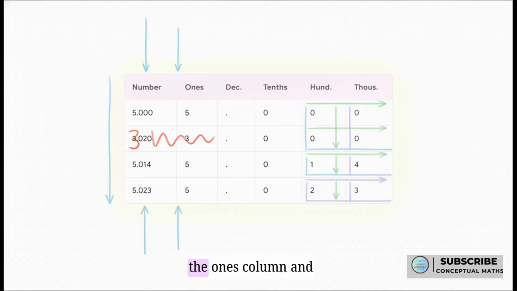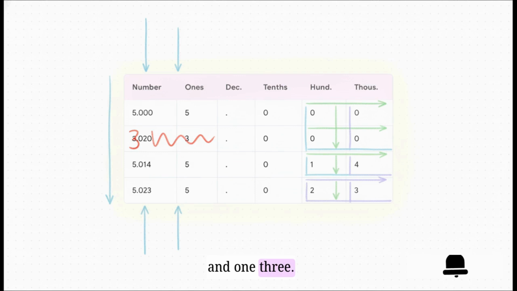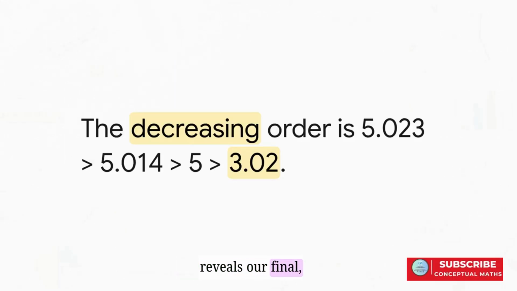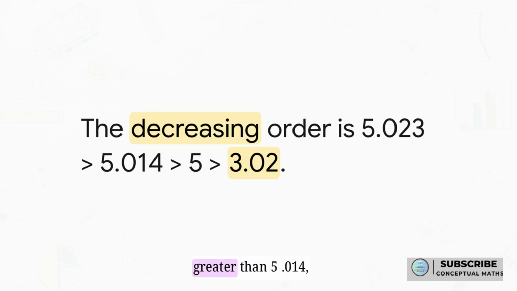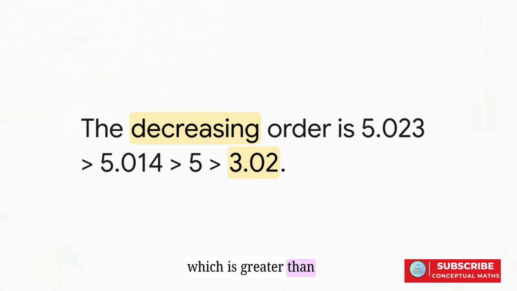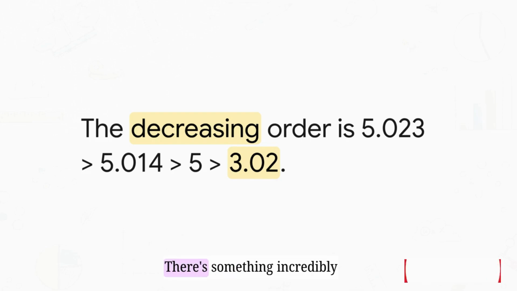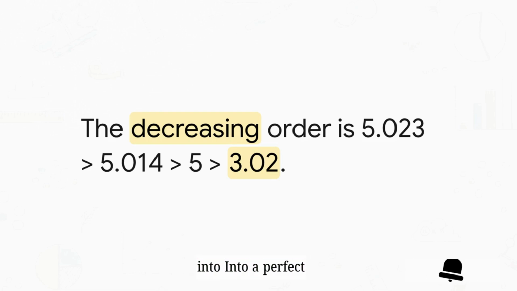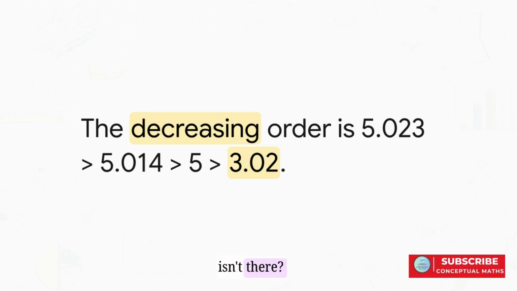You can scan down the ones column and see 3 5s and 1 3. The 3 is clearly the smallest. Then amongst the 5s, scan the tenths, all 0. Scan the hundredths. We have a 0, a 1, and a 2. Following those columns reveals our final, beautifully arranged sequence. 5.023 is greater than 5.014, which is greater than 5, which is greater than 3.02. There's something incredibly satisfying about turning a messy list into a perfect logical sequence, isn't there?